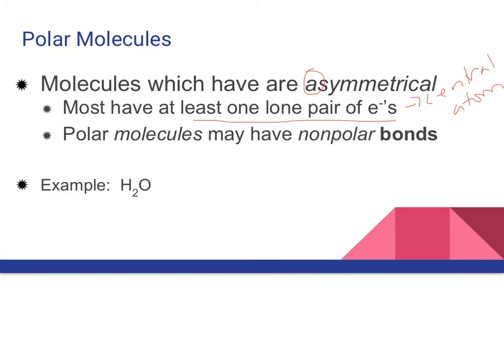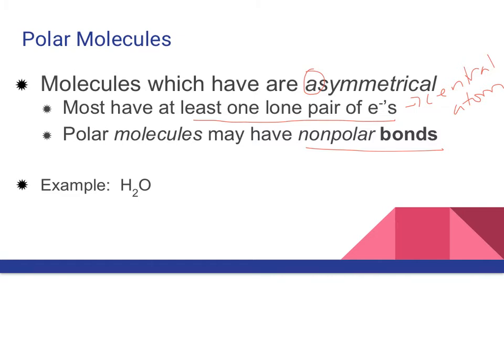It is important to note that polar molecules could have nonpolar bonds. If we looked at the difference in electronegativity, the difference could be small enough that they are sharing the electrons equally, therefore they have nonpolar bonds. However, the overall polarity can be polar based on the symmetry.